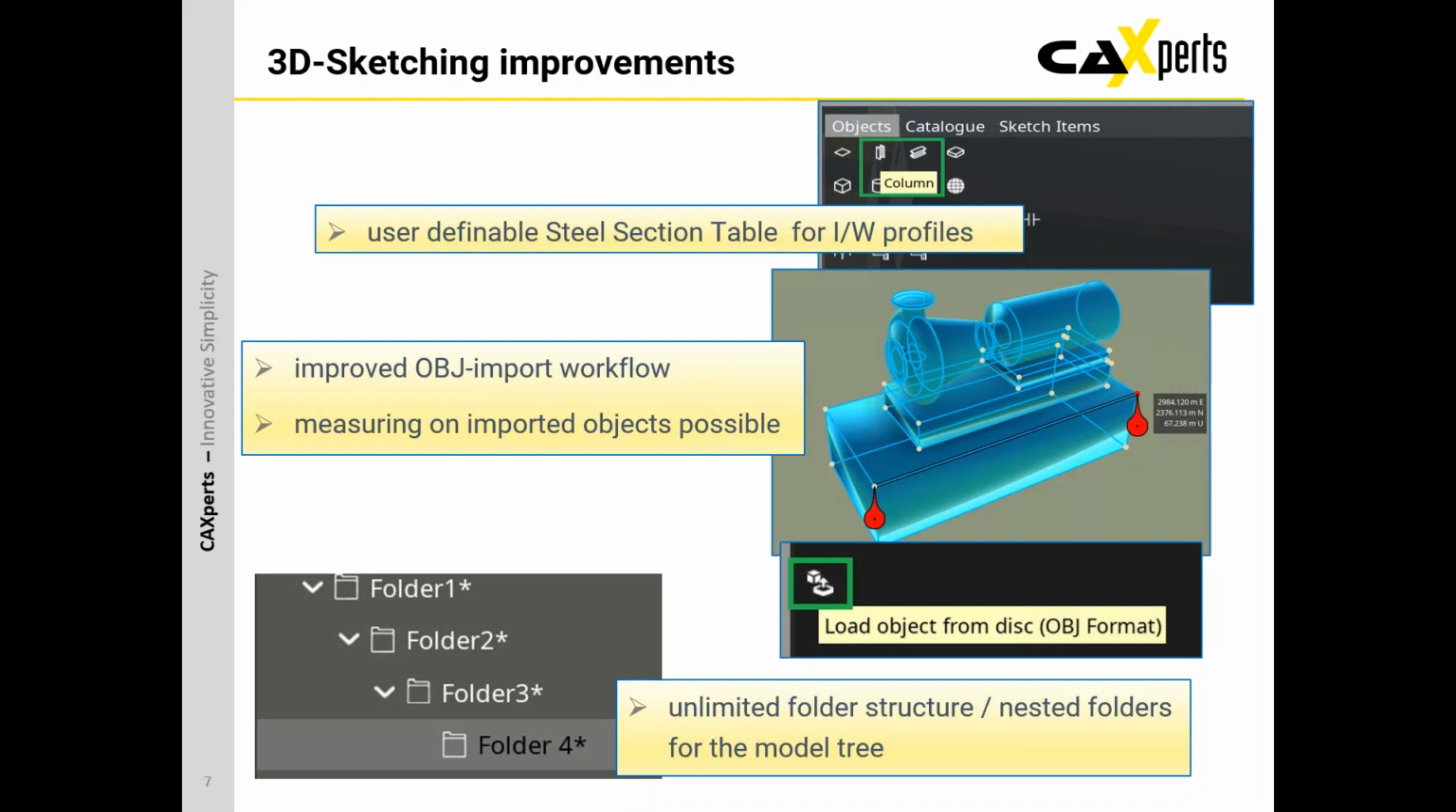And last but not least, we have integrated in the model tree nested folders up to 6.2. We only had the possibility to have a nested depth of once, so just one folder. And now we have an unlimited folder structure available, so you can organize your model tree in a better way now.